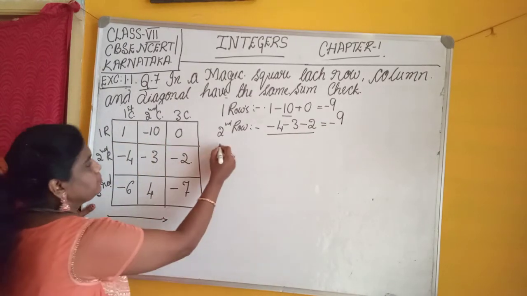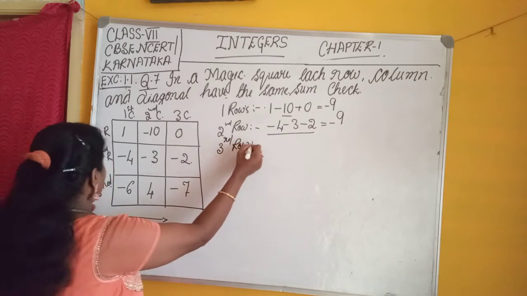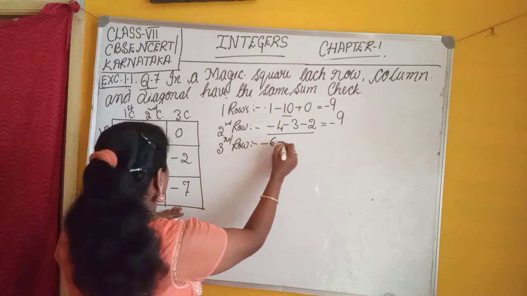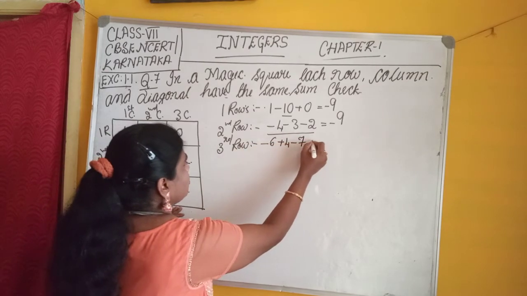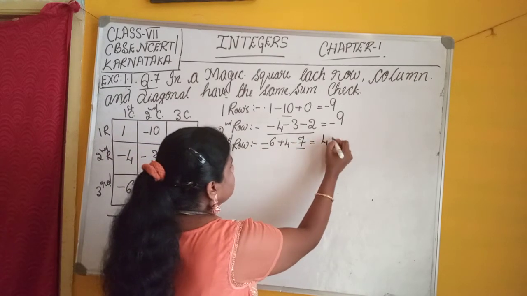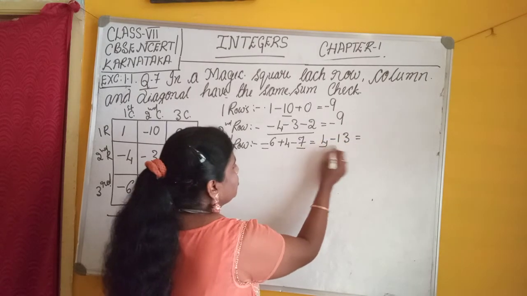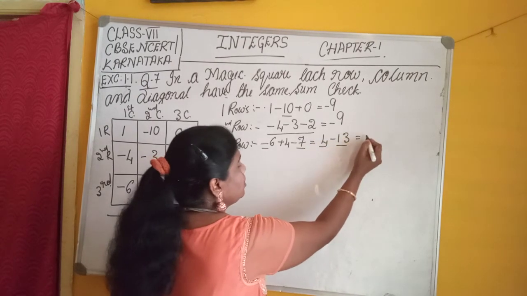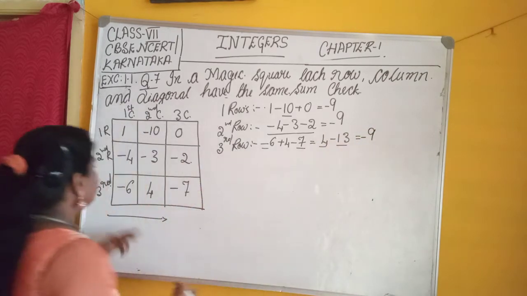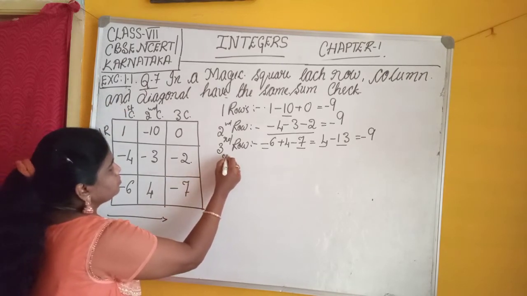And the third row. In the third row, the numbers are minus 6, 4, minus 7. Adding the like terms, minus 6 and minus 7 give minus 13. There is one plus and one minus, so we take the difference, that is 9, and put the symbol of the greater number. Now let us move on to the columns. First column.